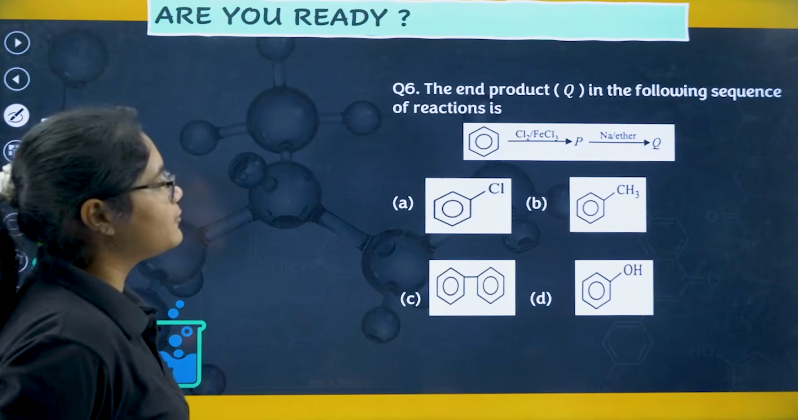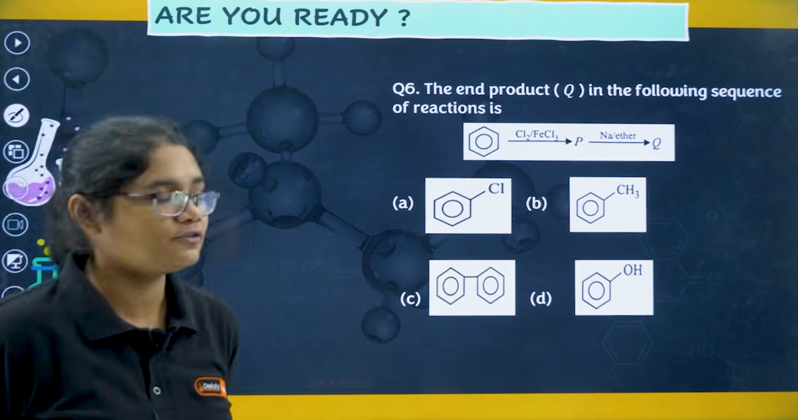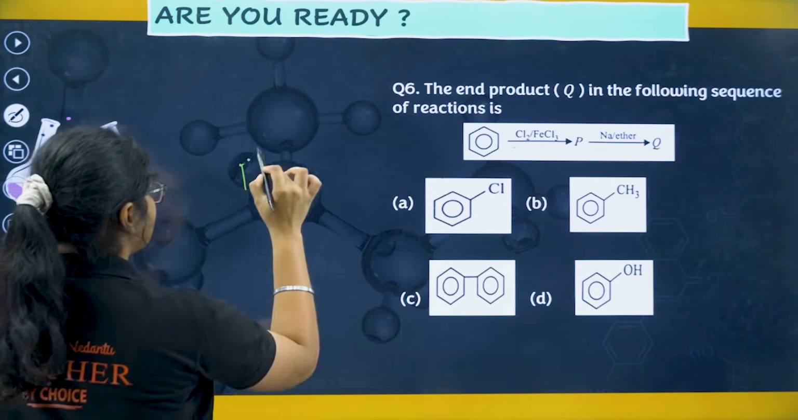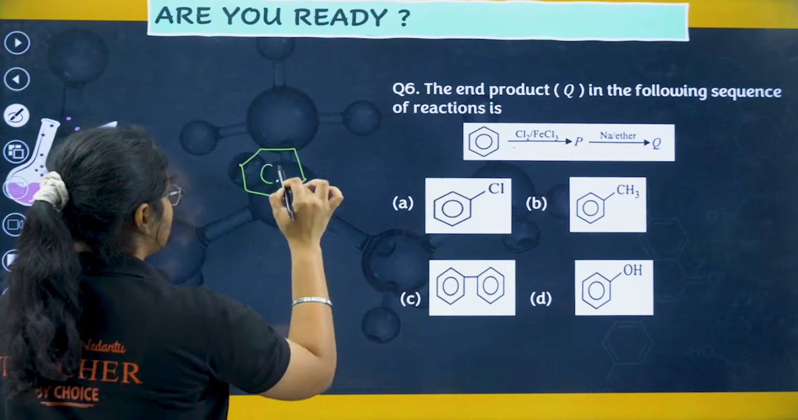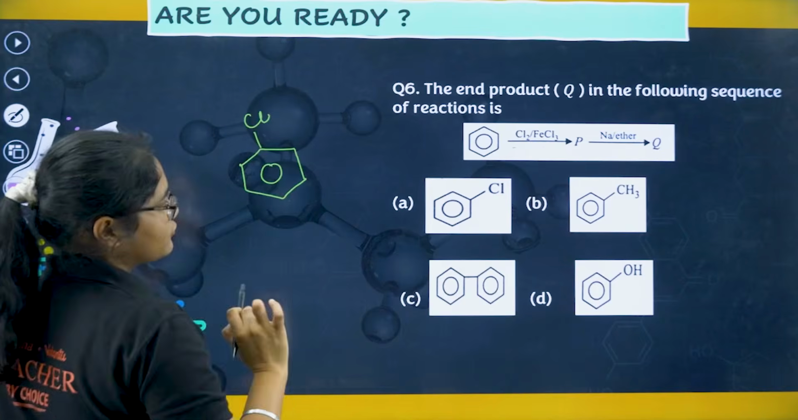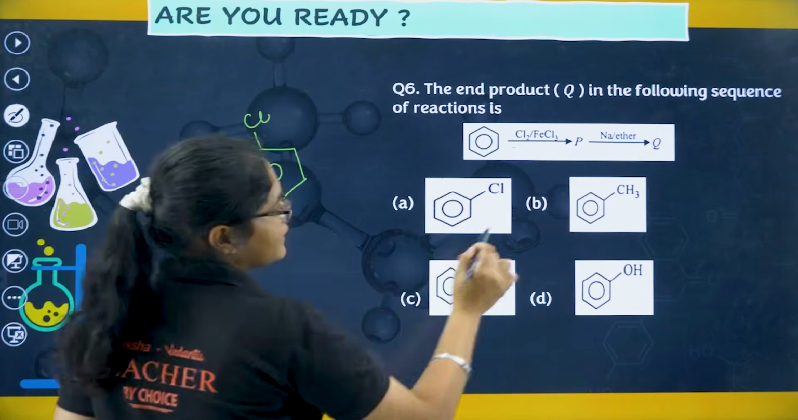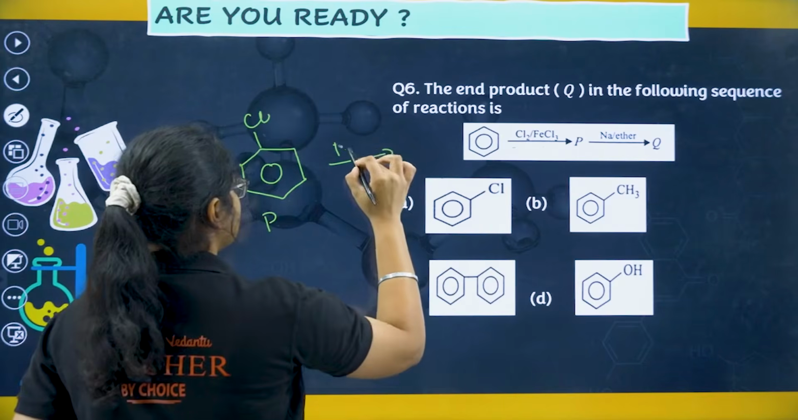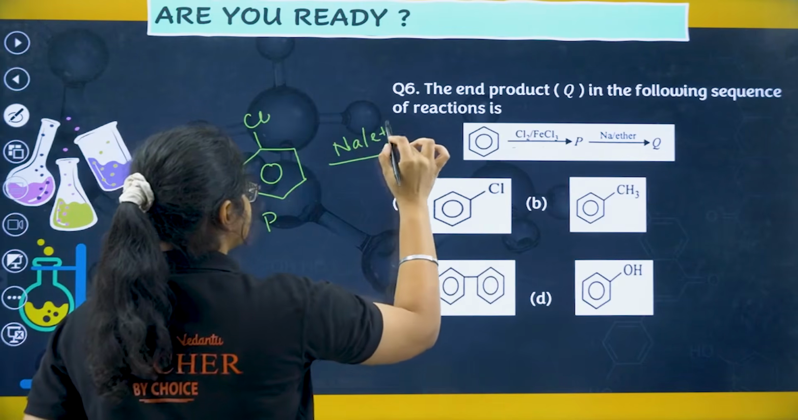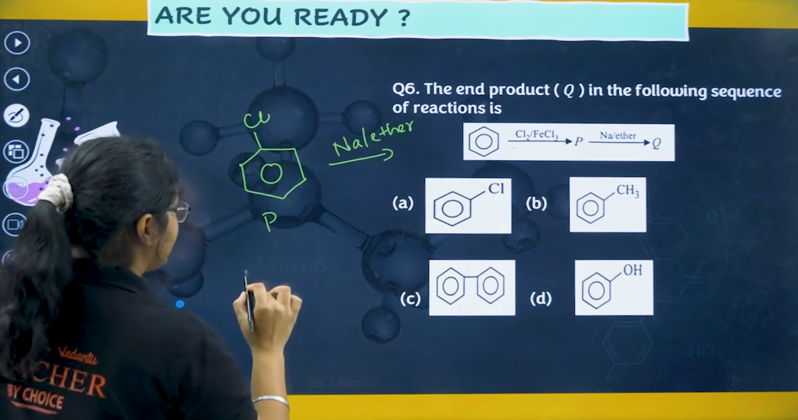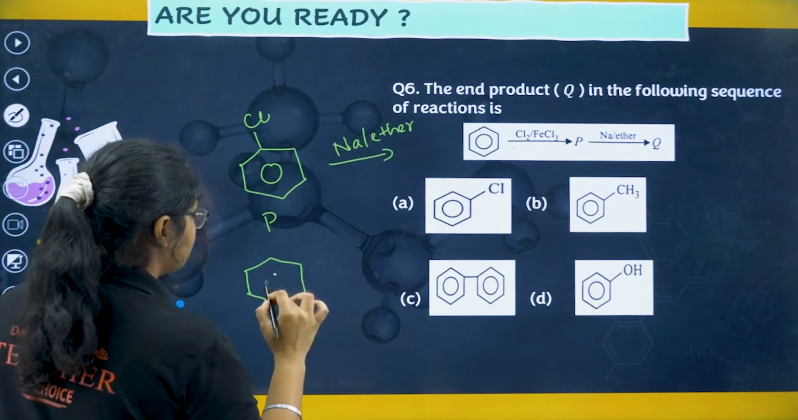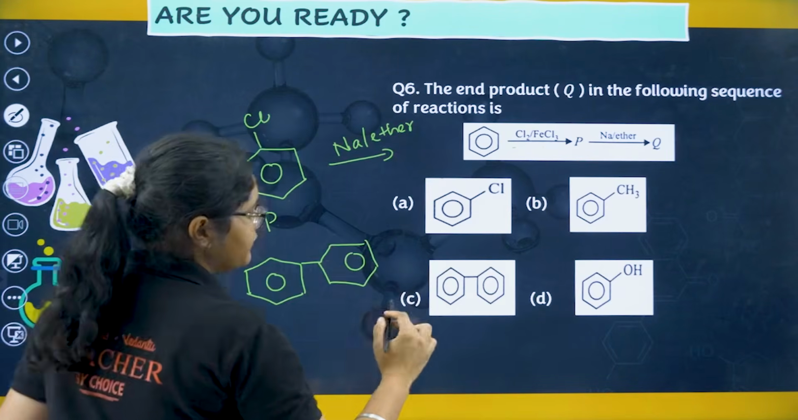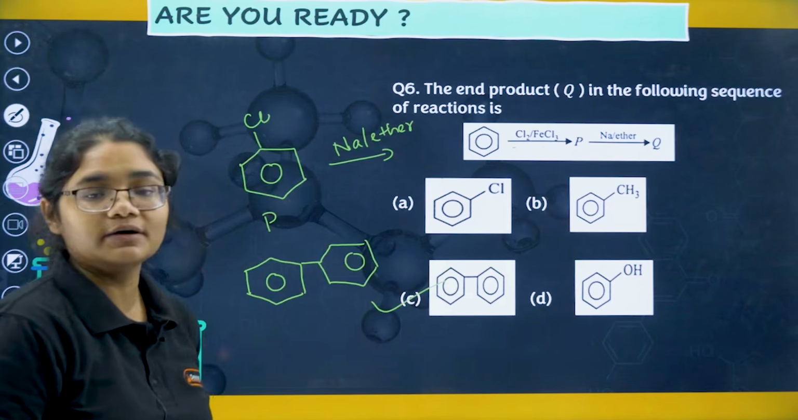Next, we have the end product Q in the following sequence of reaction. So first we have done Cl2 FeCl3. What is Cl2 FeCl3? It will add chlorine here, right? Addition of chlorine. So this is P. Then you have Na and ether. Na and ether is which reaction? If you just remember, this is a Fittig reaction. So in Fittig reaction, what will happen? This one will combine with this one, right? So we will get diphenyl, that is option number C.